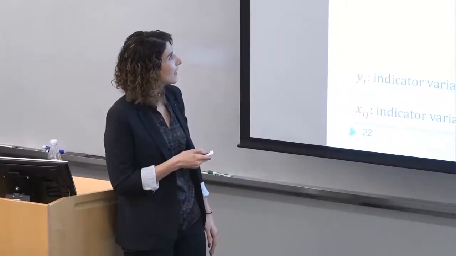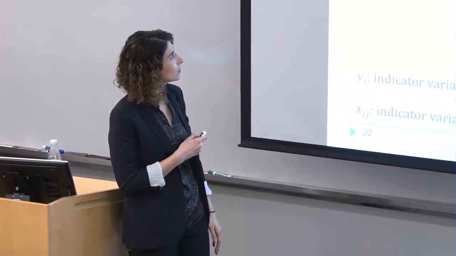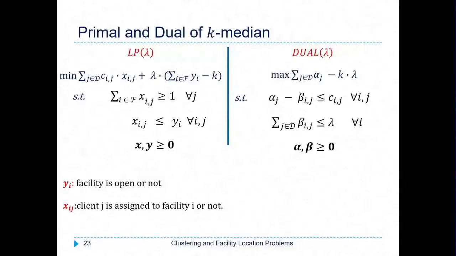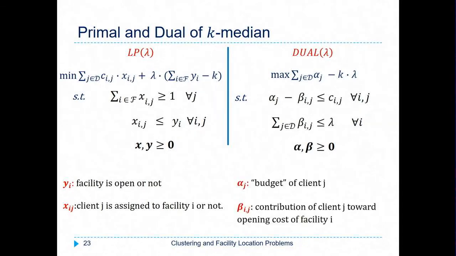So we have this LP, and we are going to denote it by LP of lambda. And we get this dual for the LP. So in the dual, we have two variables. One is alpha j, and one is beta ij. They can be interpreted as follows.